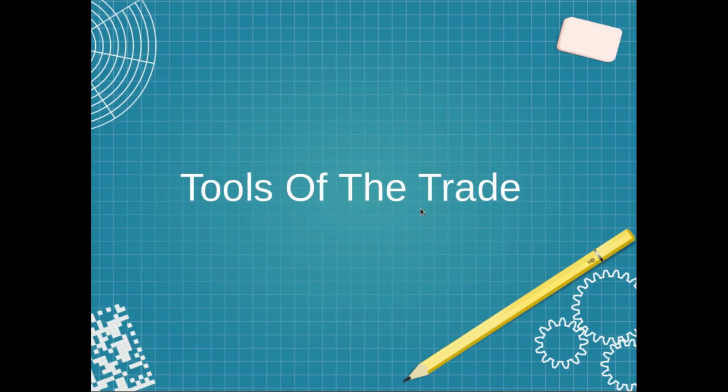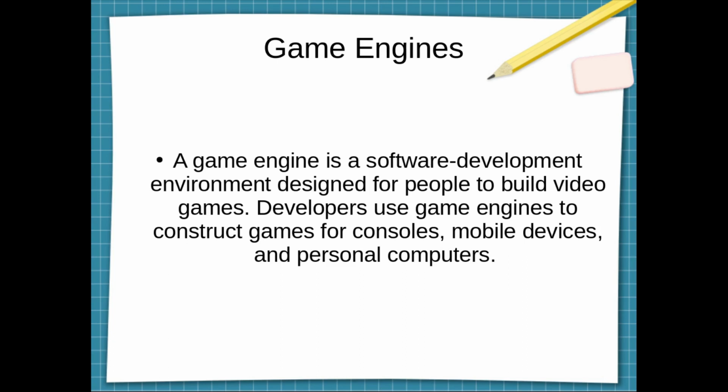So the next thing I want to explain to you is the tools that we're going to be using to make games. What are the tools that I use to make games? Well, the first thing we should talk about are game engines. The definition we've got here is: a game engine is a software development environment designed for people to build video games. Developers use game engines to construct games for consoles, mobile devices, and personal computers. So essentially, this definition is telling us that a game engine is a development environment geared towards making games.